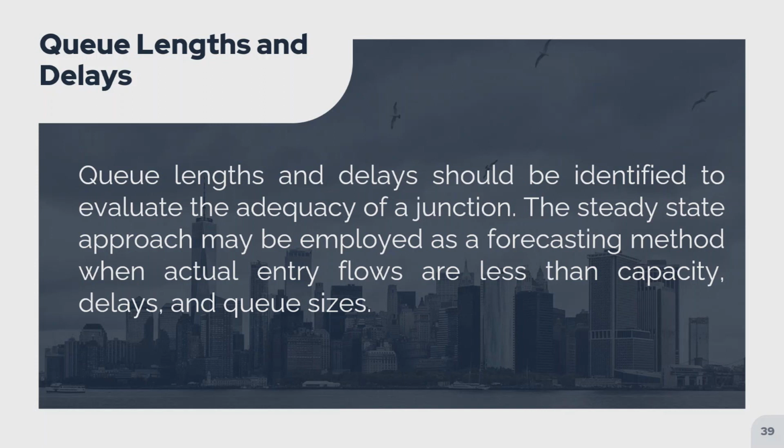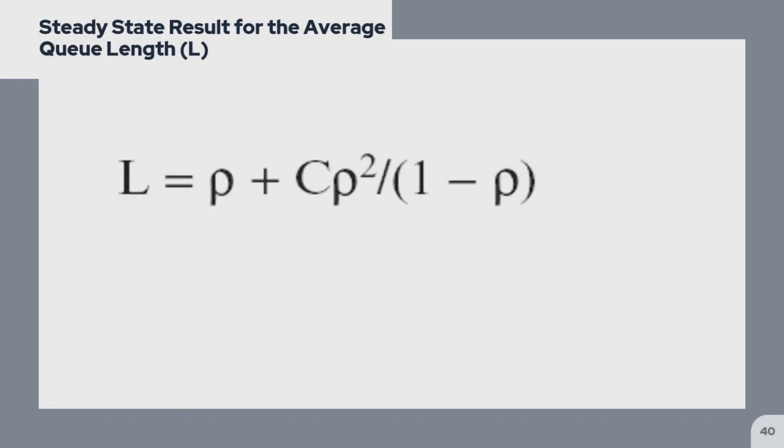The determination of queue lengths and delays is of central importance to assessing the adequacy of a junction. When actual entry flows are less than capacity, delays and queue sizes can be forecast using the steady state approach. With this method, as demand reaches capacity, delays and therefore queue lengths tend toward infinity. The steady state result for the average queue length L is shown in the following figure.